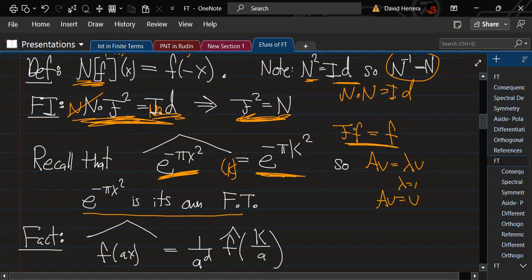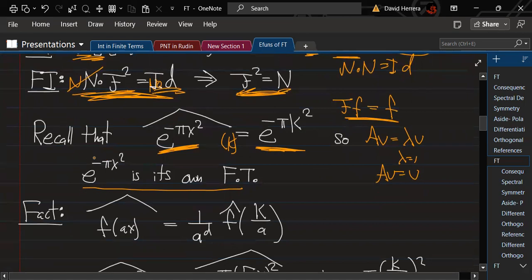In this case, we have a function. So instead of calling it an eigenvector, we call it an eigenfunction. So it's an eigenfunction with eigenvalue 1 for the operator, which is the Fourier transform. So we have this function, which is its own Fourier transform, which is the same thing as saying it's an eigenfunction with eigenvalue 1.